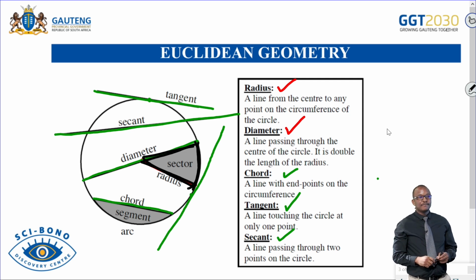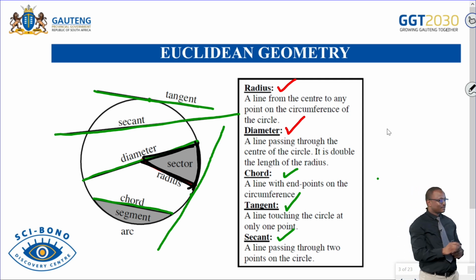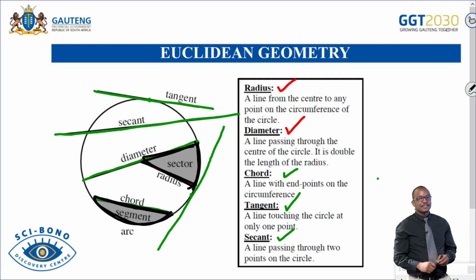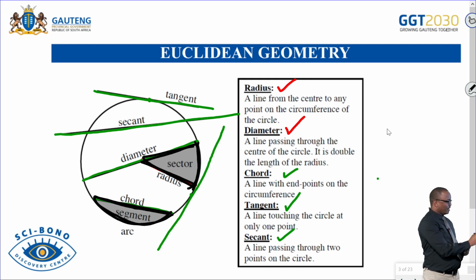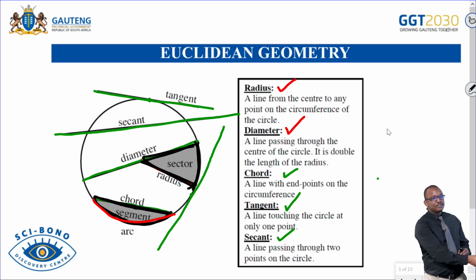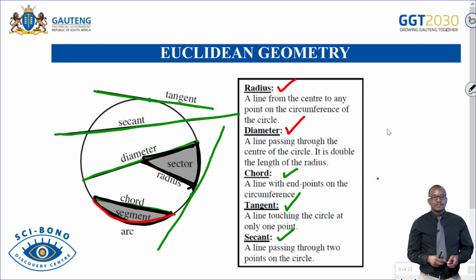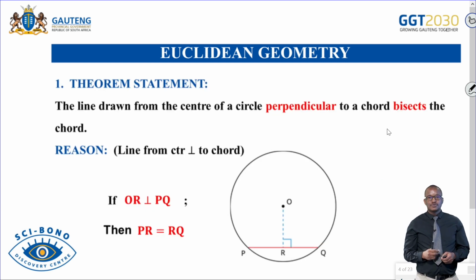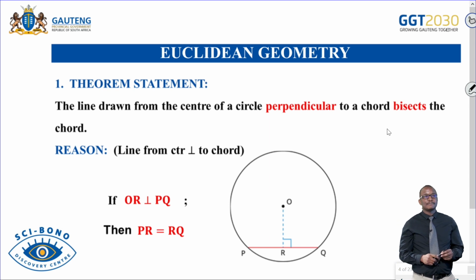Then we also have what we call a segment. A segment is just that piece, that part of a circle. Then we have also an arc. It's an integration from EGD. Those who are doing EGD now, they will know what an arc is. When we're talking about an arc, this is an arc of a circle. So when we now know and understand our parts of a circle, we can go to our first theorem statement.